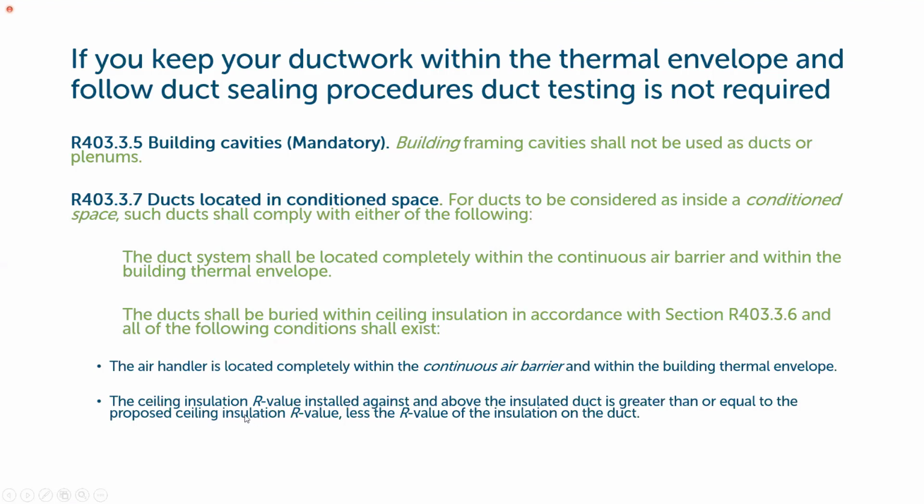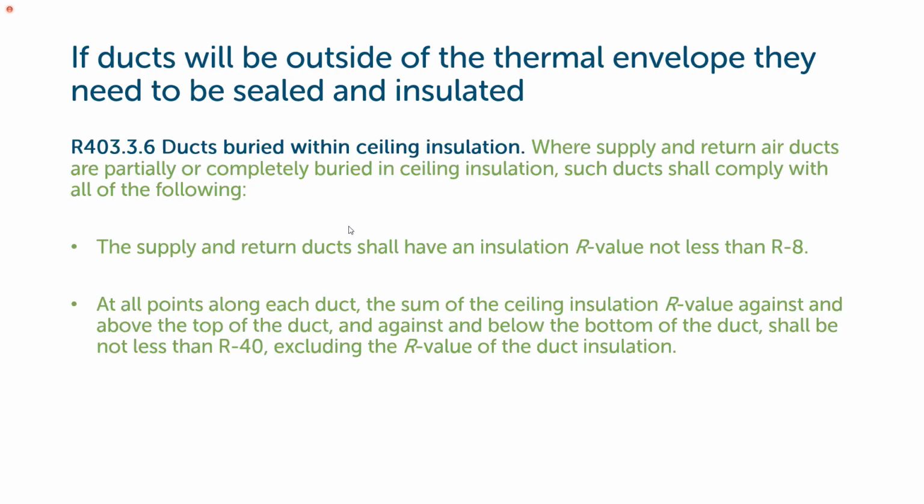And an important call out here is the ceiling insulation R-value installed against and above the insulation of the ductwork needs to be greater than or equal to the R-value less the R-value insulation of the duct. Basically, if it's an R49 attic flat, try to get the insulation around the ductwork to R40. So that is more specifically called out here in section R403.3.6, ducts buried within ceiling insulation. So the duct itself actually has to have insulation wrapped around it of R8 minimum, and then buried within the ceiling insulation to R40.